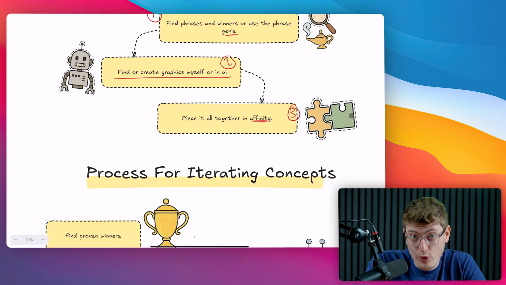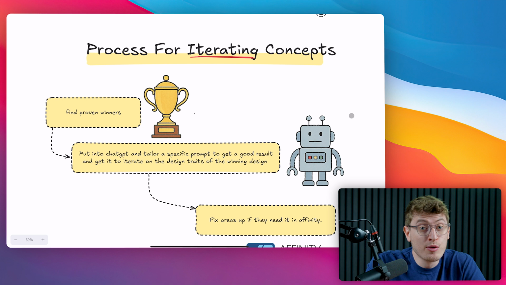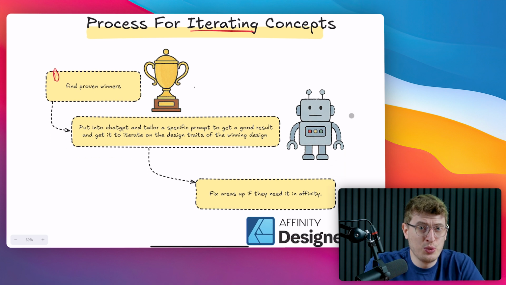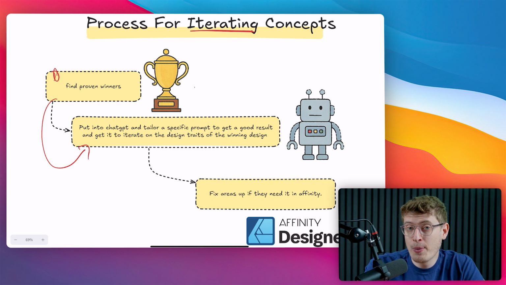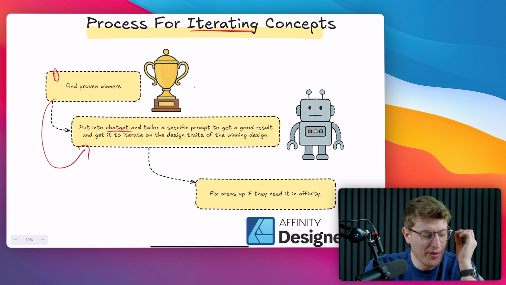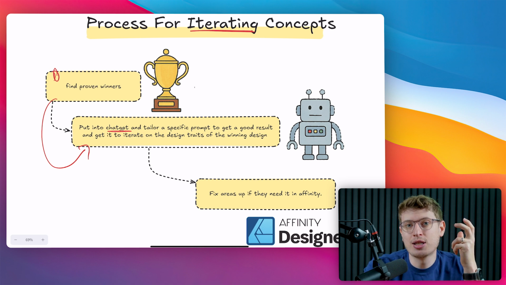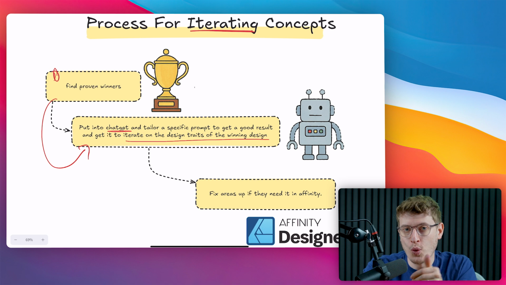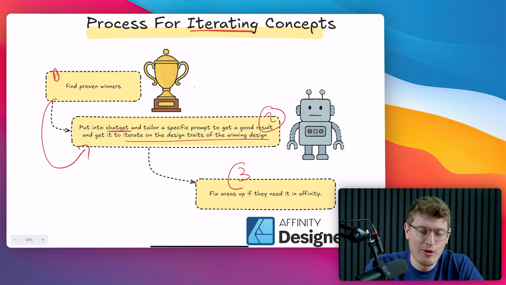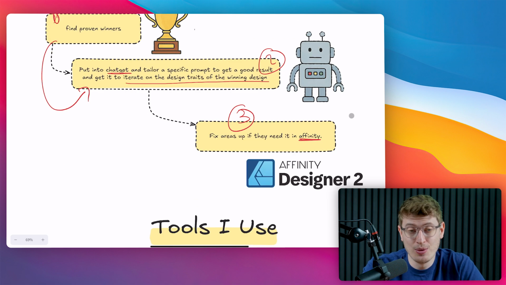My process for iterating would be slightly different. It would be find proven winners, which right now we pretty much just use our own winners as we have quite a lot of them and we're able to iterate on those. And then I would put it into ChatGPT and tailor a specific prompt to get a good result. And most importantly, I would get it to iterate on the design traits of the winning design. And then finally, I'll fix areas up if I need to in Affinity Designer too. Now, those 2 processes allow me to create huge amounts of designs, with almost all of them getting sales and a very high percentage actually turning into bestsellers.